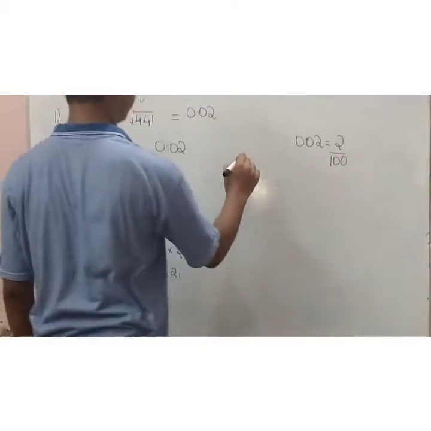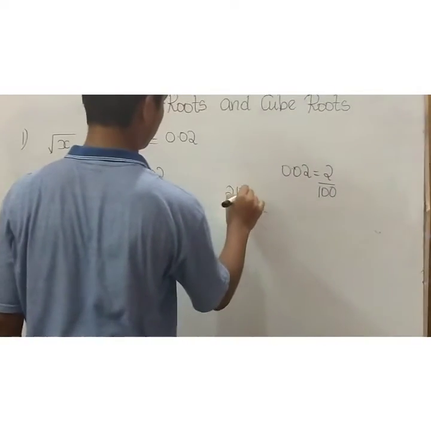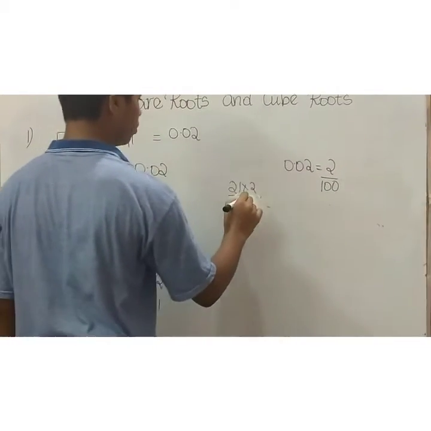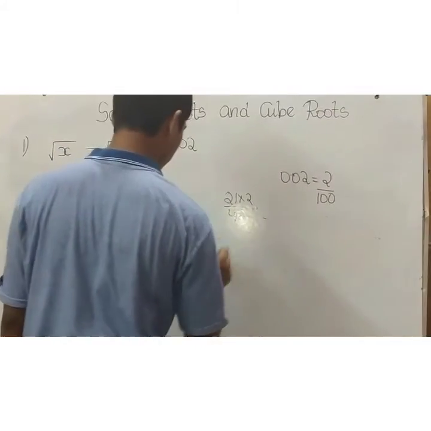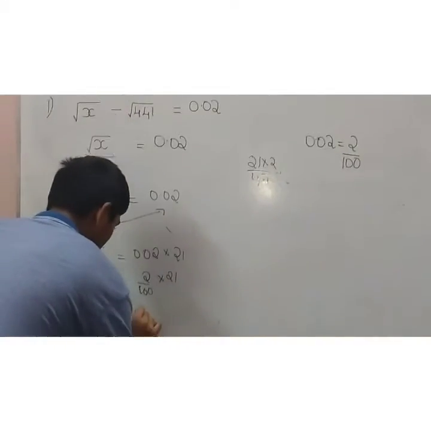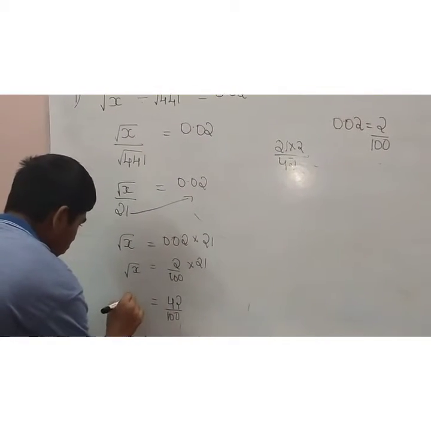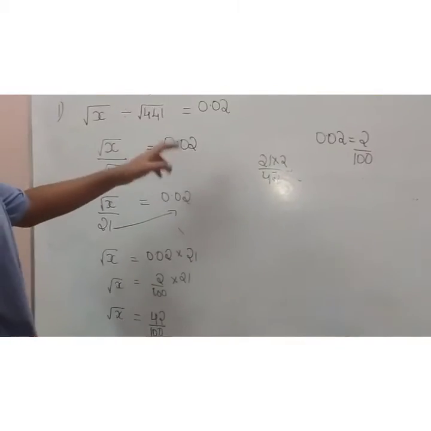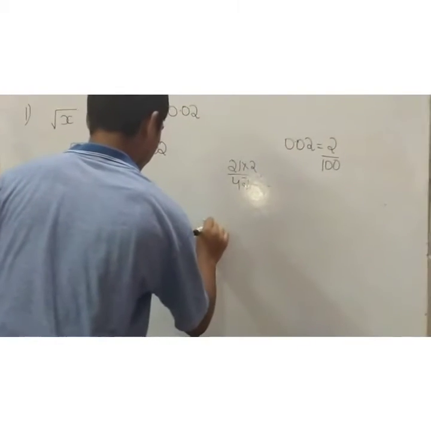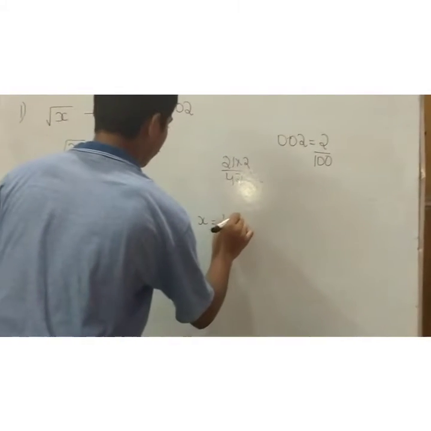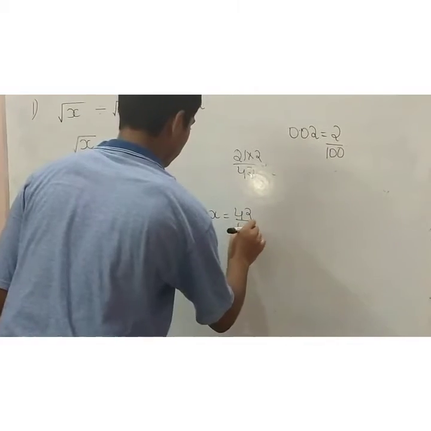21 into 2 equals 42. 42 divided by 100 is equal to root x. Now we have to find the value of x. So x is equal to 42 by 100, whole squared.